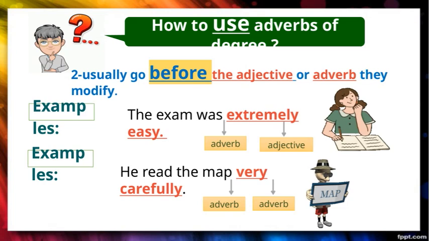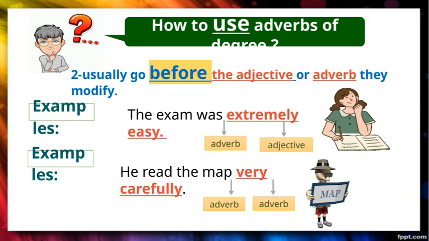Let's talk about adverbs today. As you can see, adverbs often modify verbs, providing more detail about how an action is performed. For example, in the sentence, he read the map very carefully, the adverb carefully tells us how he read the map.